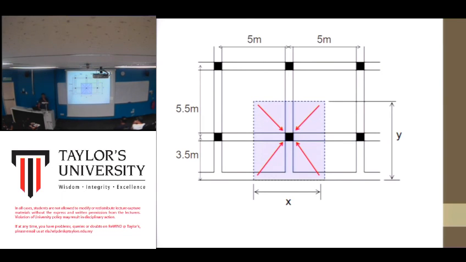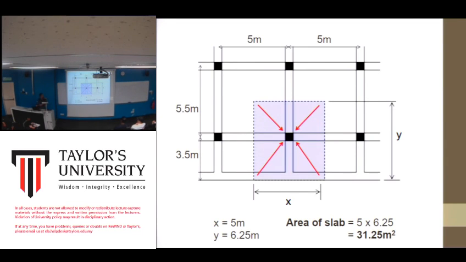6.25. Okay. So the area of the slab, what's the area of the slab? 31.25. Okay, 6.25 times 5 is 31.25. You should be proud of yourself. I hope you understand how to come up with this.